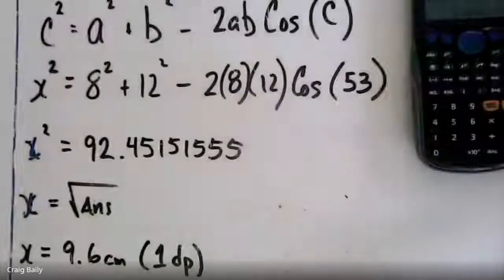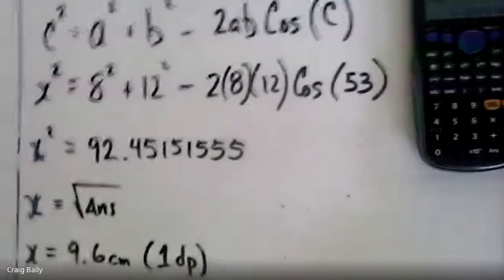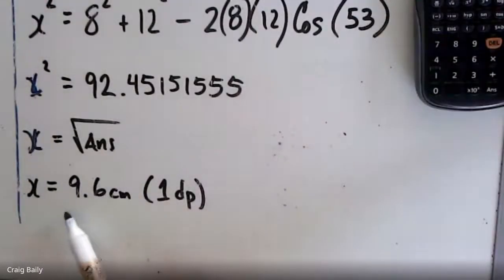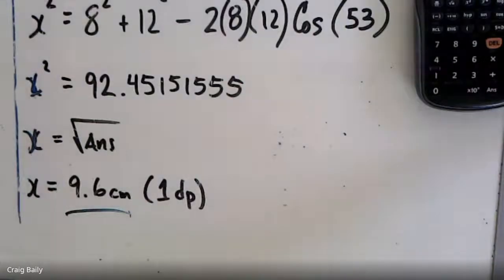And rounding sensibly, you always want to round one more decimal place than you started with. And since we started with no decimal places, we round it to 9.6 to 1 decimal place. And that's an introduction to the cosine rule.